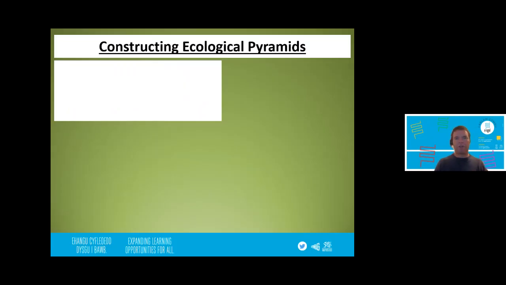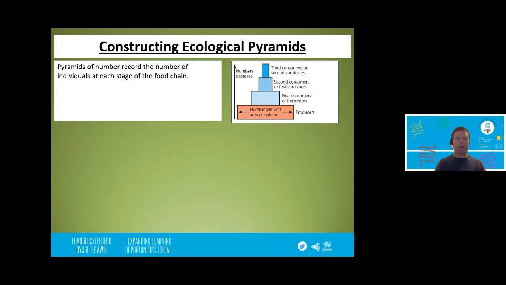Okay, so let's have a look at how we construct pyramids. Pyramids of number are, I would suggest, very unlikely to appear in your exam. They're uncommon to see. You're far more likely to be looking at pyramids of biomass. And pyramids of number, oddly, I think are harder to draw.